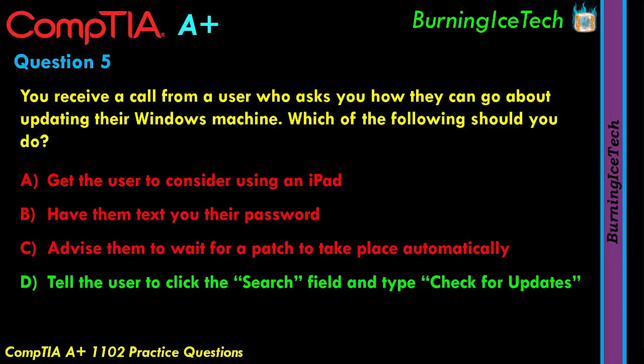So you're going to tell that user, go to search. On Windows 11, it might have to be in a different place. So the point is, you tell them go to search. Once they get to search, you tell them to type in check for updates, and that machine would then proceed to check for updates automatically.